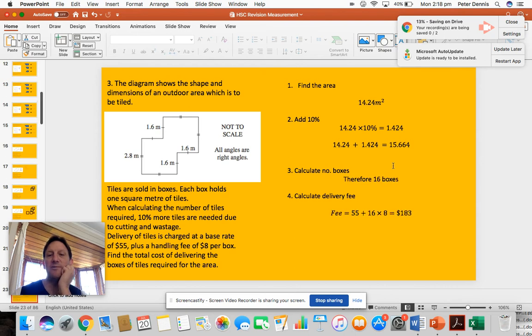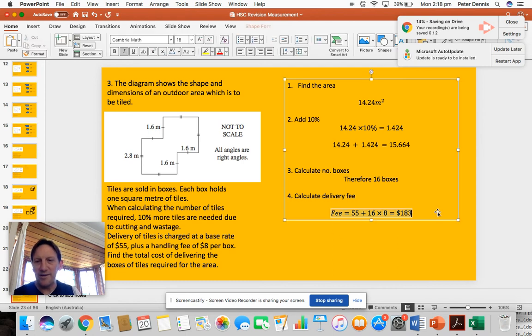So we're going to need 16 boxes. So how many boxes do we need? 16 boxes. And then it's just a matter of calculating our fee. There was $55 for the delivery plus $8 per box. So the fee equals 55 plus 16 times 8, $183.